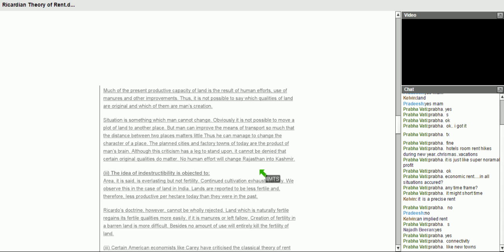Like we can say that because of human efforts there have been changes, but the changes cannot be very extensive. Rajasthan cannot become Kashmir and Kashmir cannot become Rajasthan. Then the idea of indestructibility: the land is not indestructible.